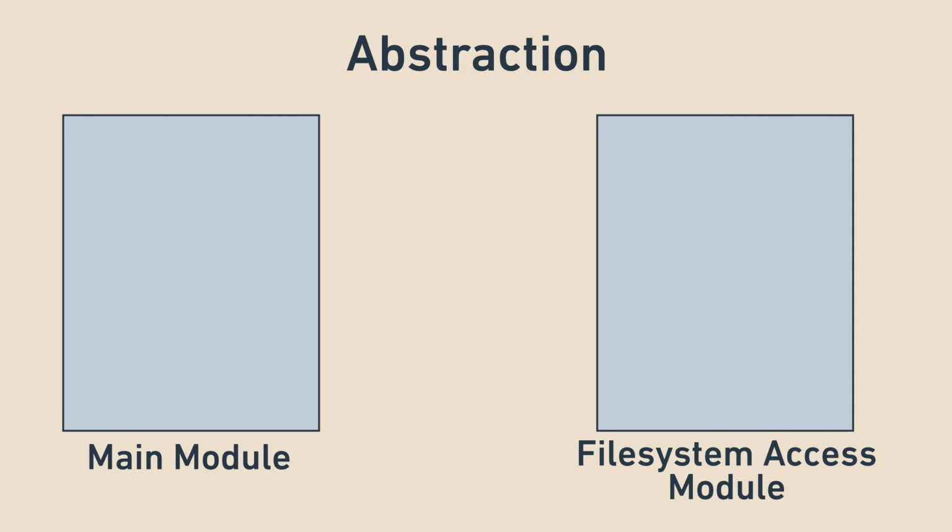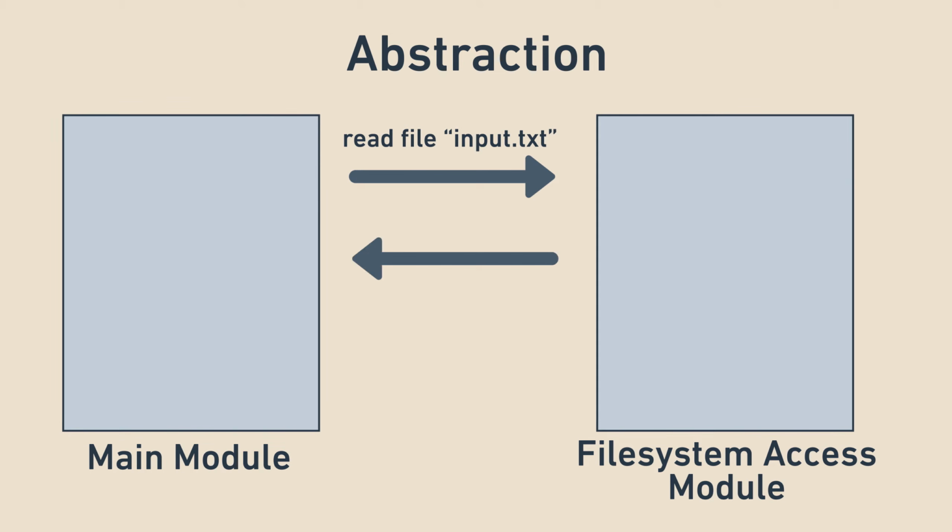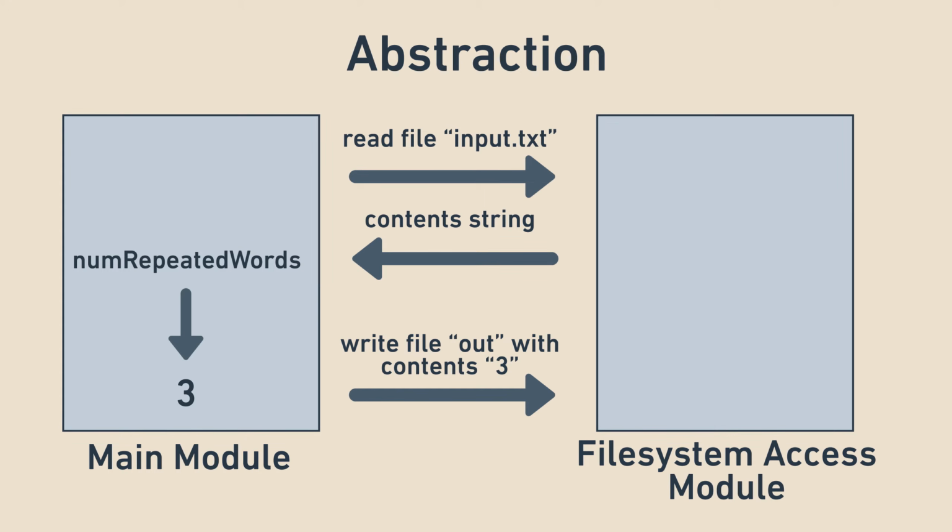We can use another fancier technique to isolate side effects, which is called abstraction. We can think of the app as being composed of two modules, the main module plus the Filesystem access module. The general flow is that the main module says, "Hey, Filesystem, read this file," and the Filesystem module says, "Sure," and gives you the contents. Then we run the num-repeated words function to get the result, and then we say to the Filesystem module again, "Hey, write to this file," and the module does it.